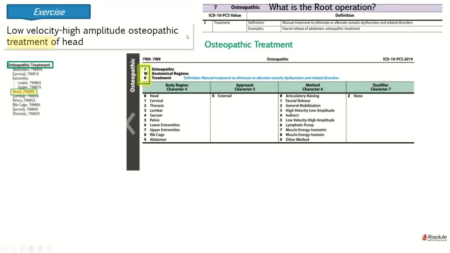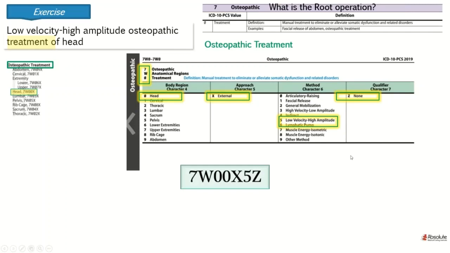7W0, that's osteopathic, anatomical regions, and treatment. And our 4th character is 0 for head. Our 5th is X for external. And coders, I'm going to let you tell me what the 6th character is. Go ahead and scream it. I can hear you, coders. And if you said low velocity, high amplitude, outstanding. And our 7th character is Z, and the code 7W00X5Z.